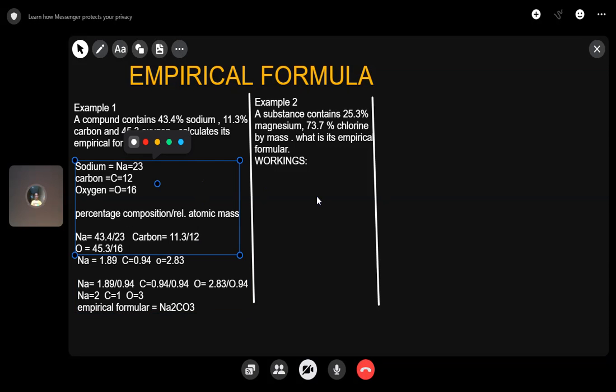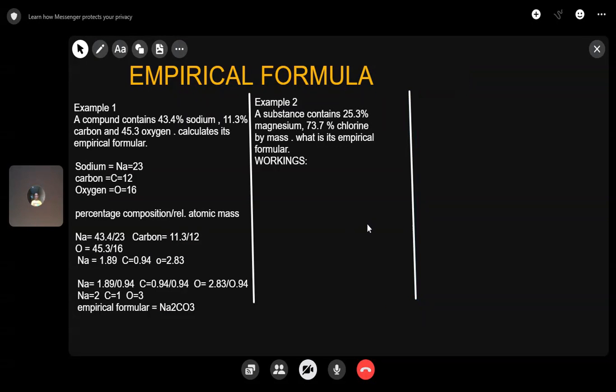So let's go to the next question, example 2. This question says a substance contains 25.3% magnesium and 73.7% chlorine by mass. What is its empirical formula? So let's solve this. Workings.